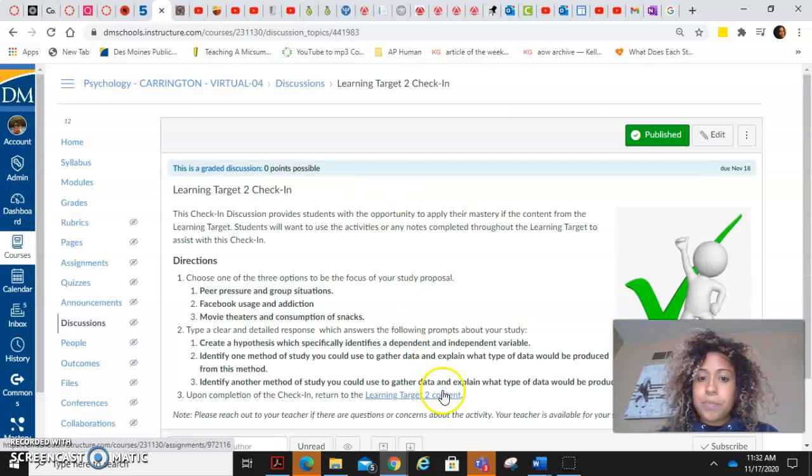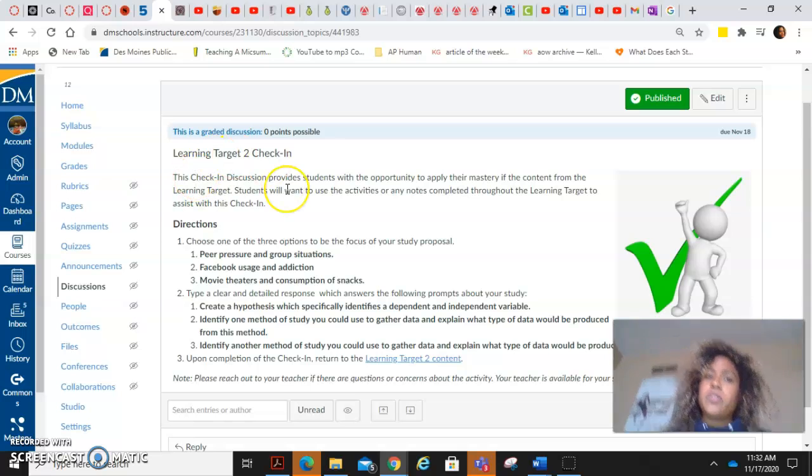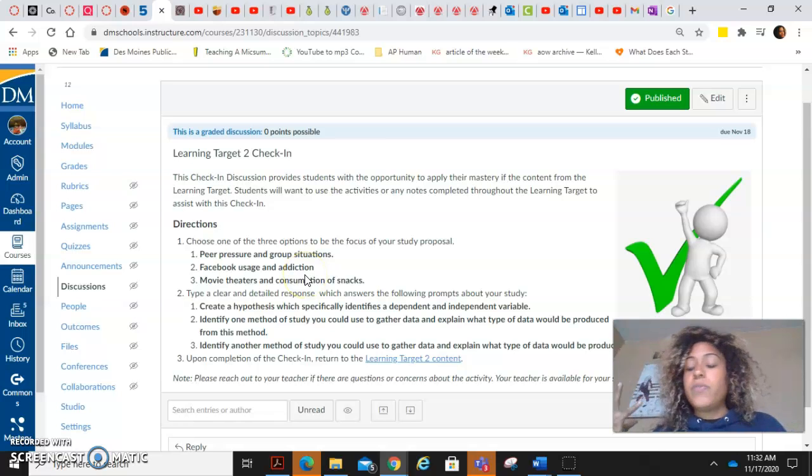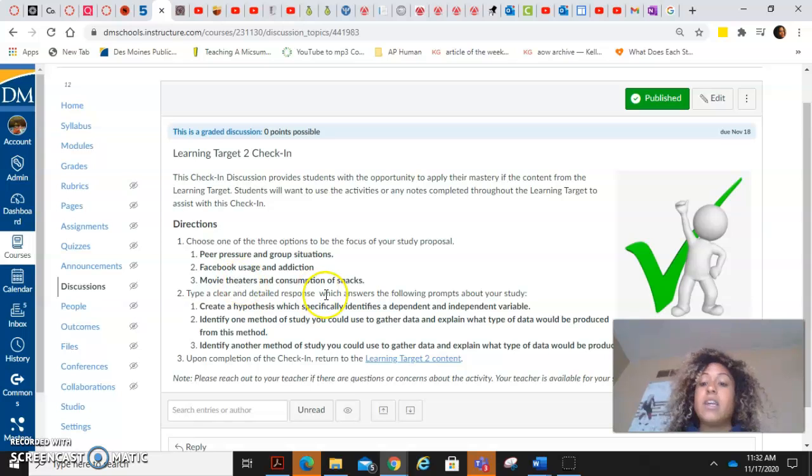Okay, then you're going to come back and you are going to do the check-in, which is super short. All you are going to do for this Learning Target 2 check-in is pick one of these three options: peer pressure and group situations, Facebook usage and addiction. Please feel free to change Facebook to social media or Instagram or YouTube or Twitter, something like that. You can change Facebook to any social media you want to, or movie theaters and snack consumption, okay?